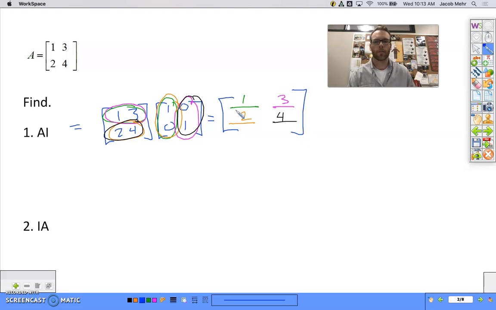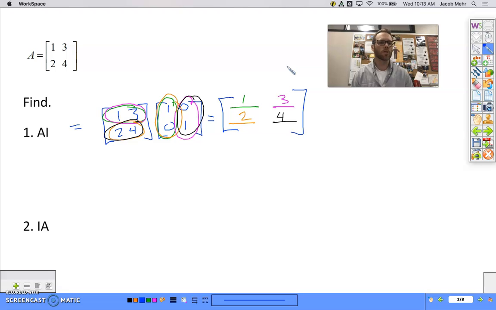And what do you notice here? When we take A times the identity matrix, what matrix did we get? Well, we got matrix A back again, didn't we? Okay. Now, that's not super surprising to me because we've used the word identity here.